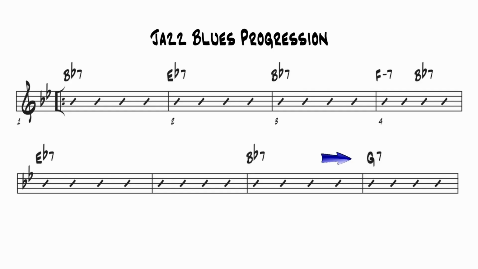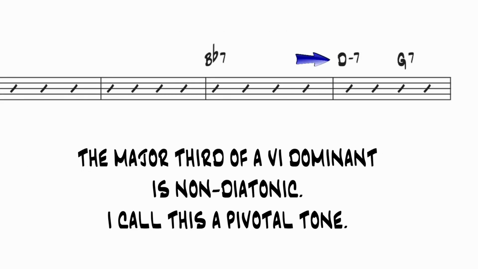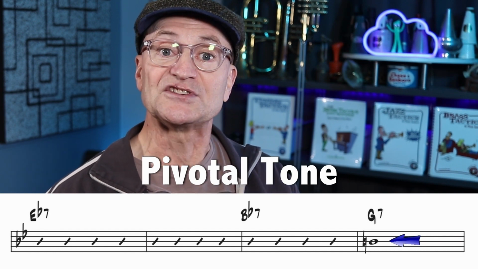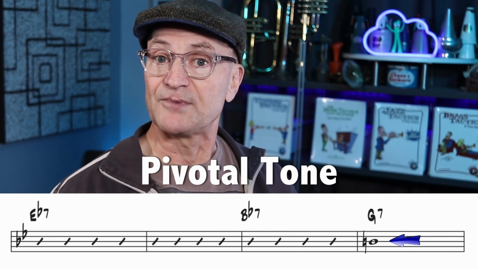Now we'll look at the second 4 bars of the jazz blues progression, starting with bar 8. This bar is either a 6 dominant chord or a 2-5 based on the 6 dominant. In the last video, I described this bar as the most harmonically deviant, and that's because the major third of a 6 dominant is non-diatonic. It's what I call a pivotal tone, an important chord tone that's outside the key. I'll talk more about pivotal tones in another video, but that note is the defining harmonic element in this bar.